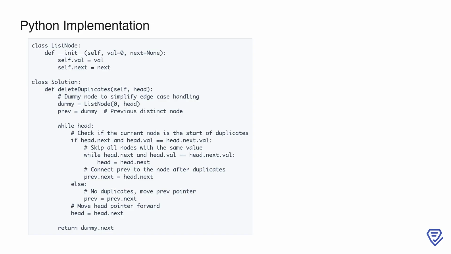If duplicates are found, we skip over all nodes with the same value using a nested loop. Once past the duplicates, we link the previous node to the node after the duplicates. If the current node is not a duplicate, we simply move the previous pointer forward. In either case, the head pointer advances to the next node. Finally, the modified list is returned starting from dummy.next, which skips the dummy node itself. This approach ensures that all duplicates are removed efficiently while maintaining the structure of the list.